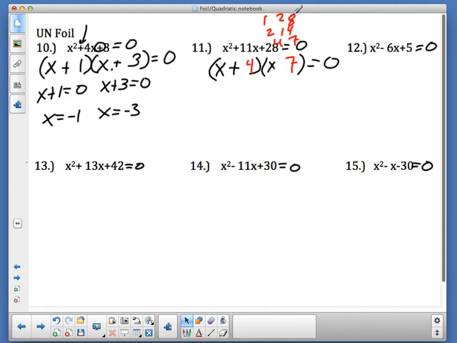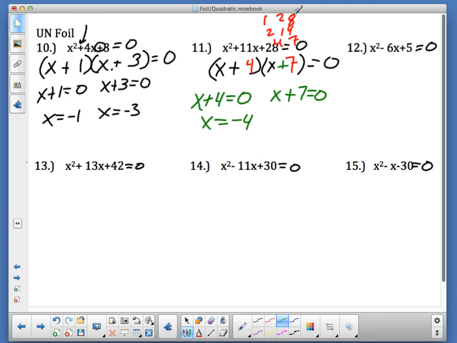Now, according to the zero product rule, I don't have to have that parenthesis in there. Not sure why I did it. So, x is negative 4, and x is negative 7. It's your turn, go! Okay, find the two answers. It's your turn, get her done.